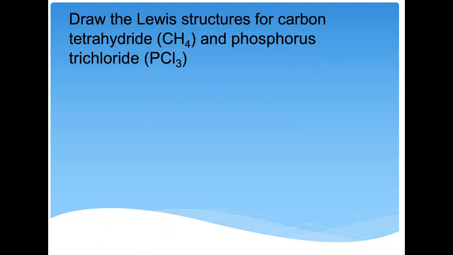All right, here's a couple for you to practice: carbon tetrahydride and phosphorus trichloride. All right, so how did you do? Did you start with your total number of valence electrons? Come up with 8 for CH4? Come up with 26 for PCl3? Did you figure your central atoms, C and P? Did you put in bonds to have the other atoms around the outside?